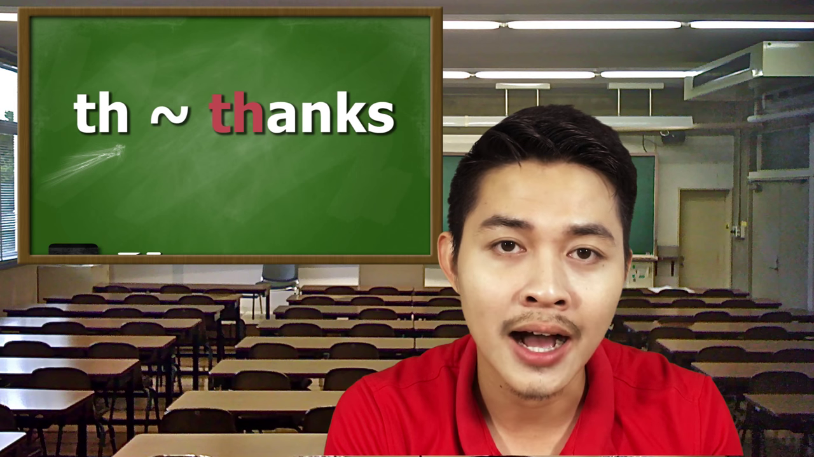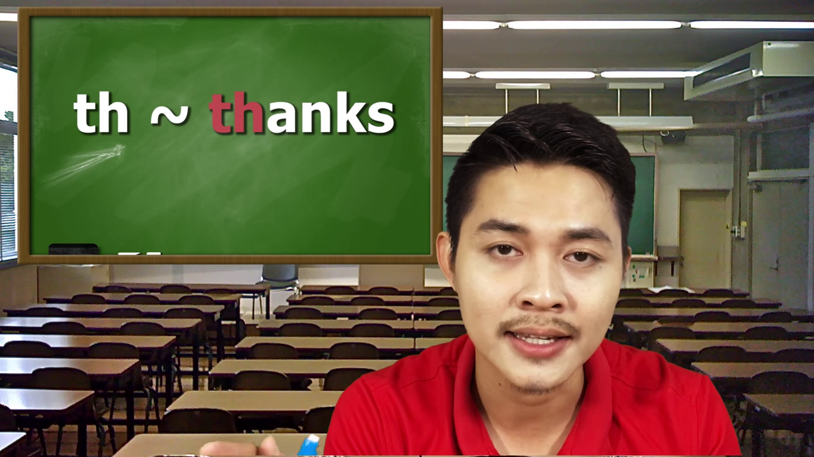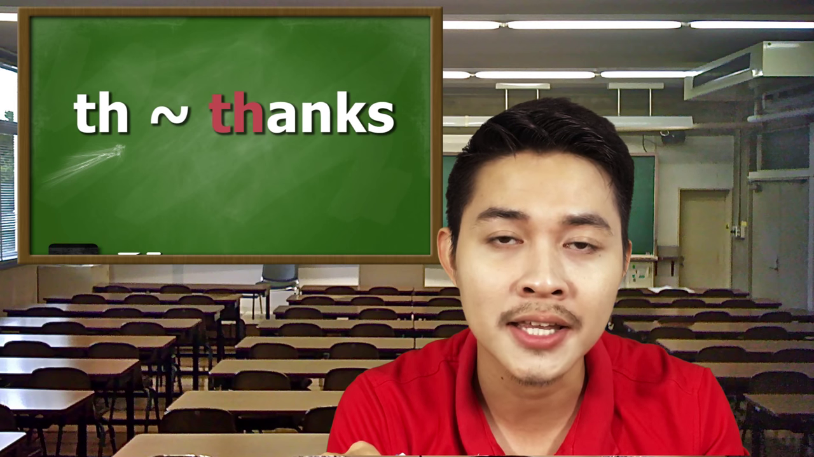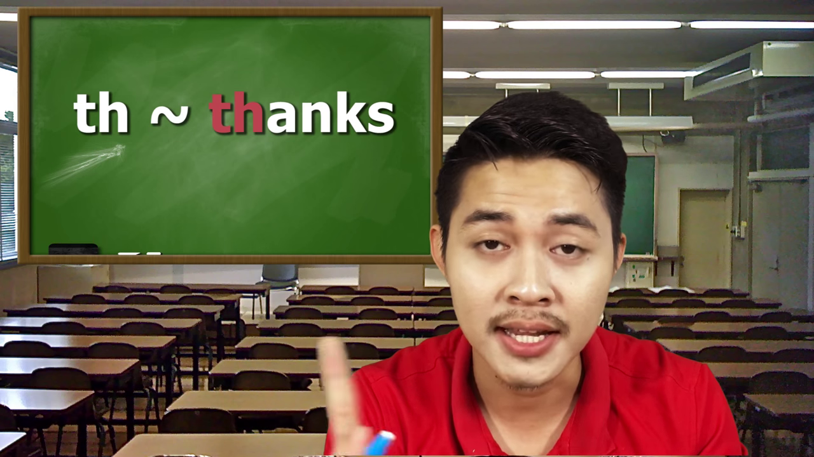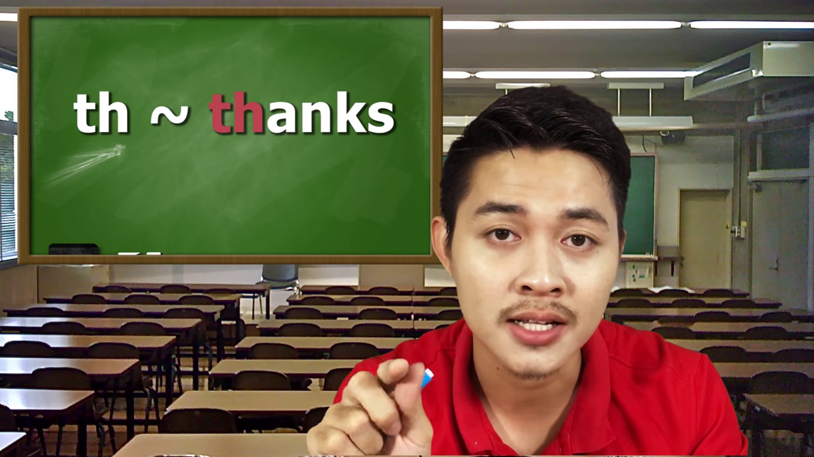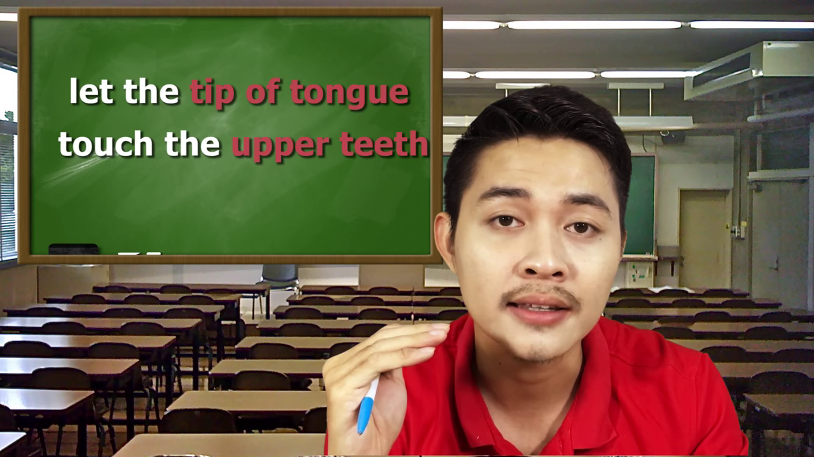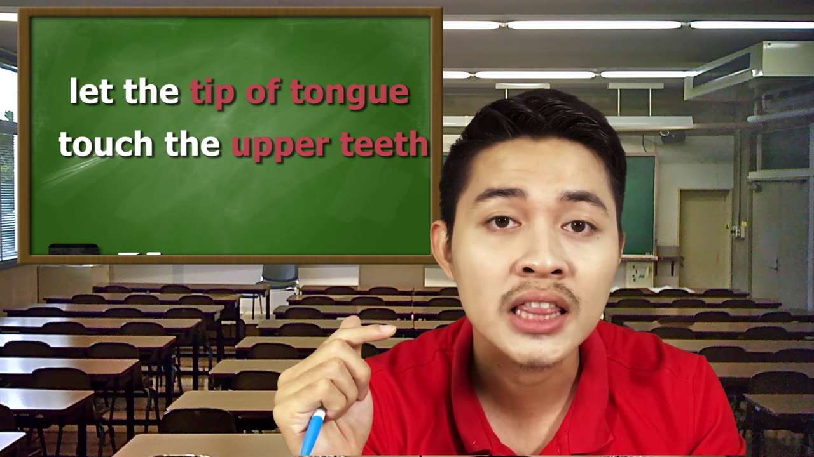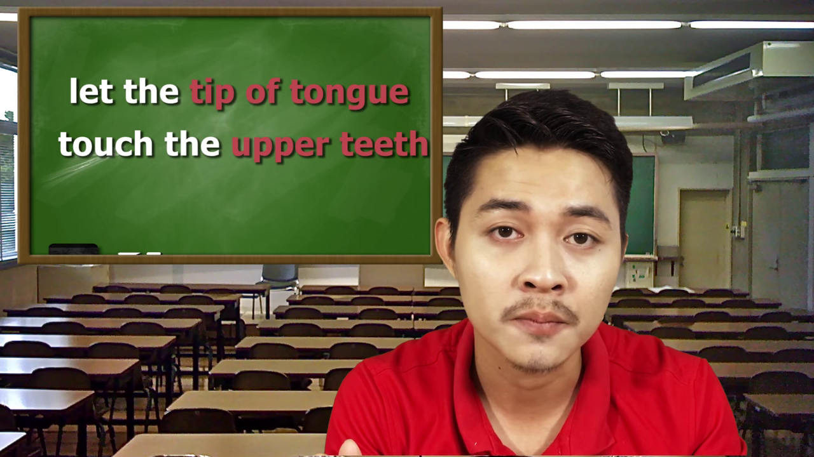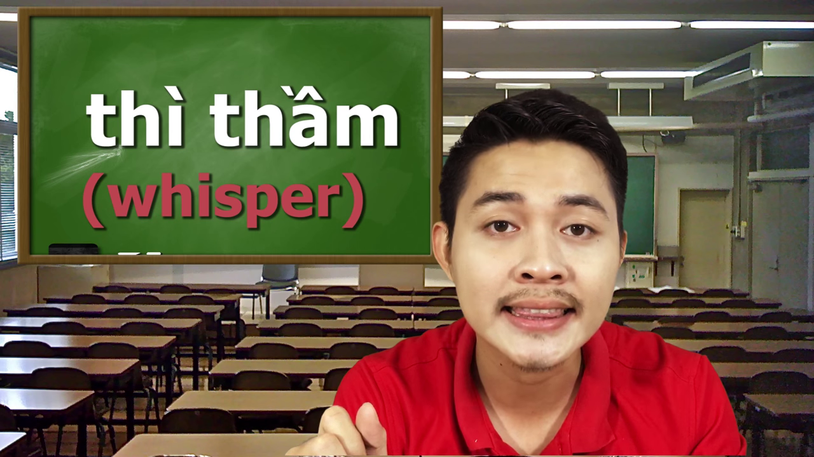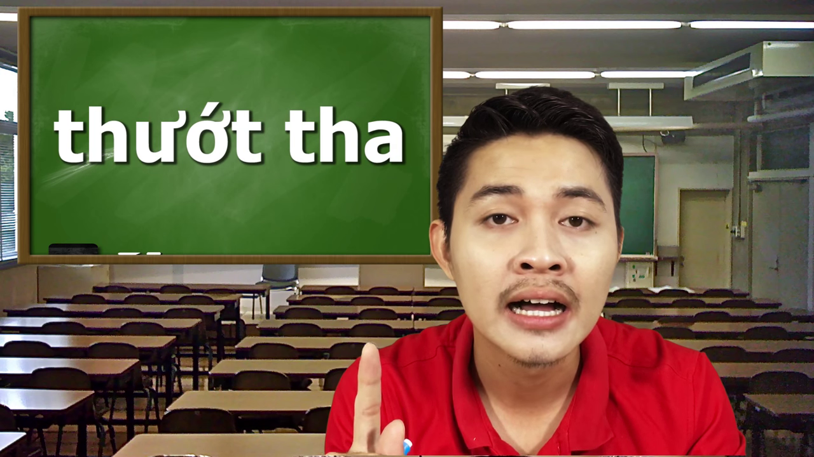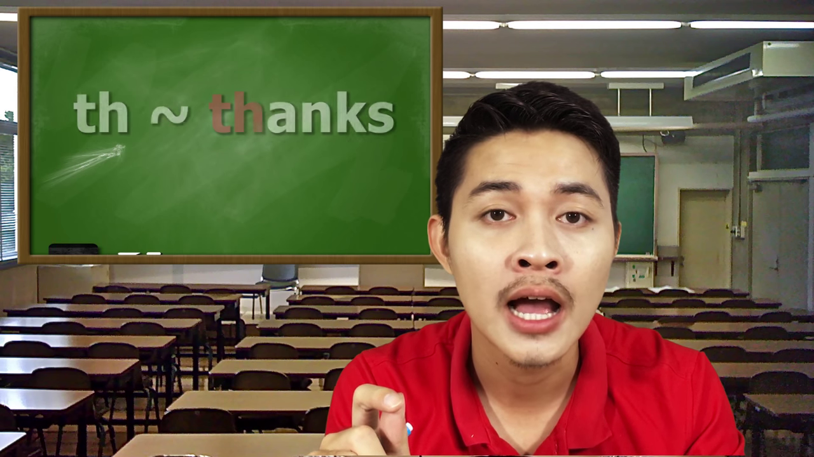This sound is tha. This is similar to th in thanks in English, but however, it's quite different. In English, you will put your tongue between your teeth like this. Tha. But in Vietnamese, we just let the tip of your tongue touch the upper teeth, and it's gonna sound like this. Tha. Not tha. Okay, for example, thì thầm, thước tha. Okay, now repeat after me. Tha.